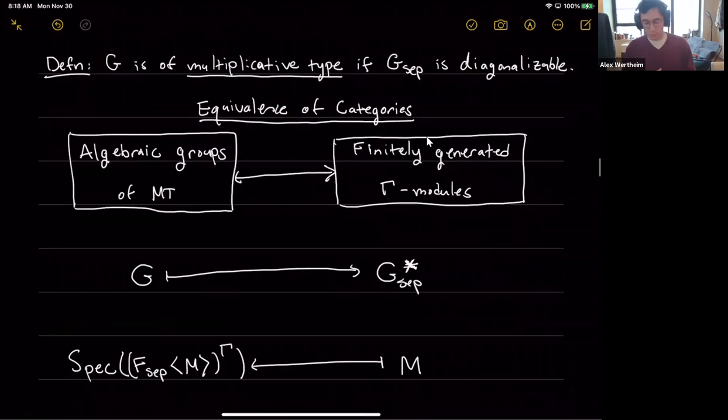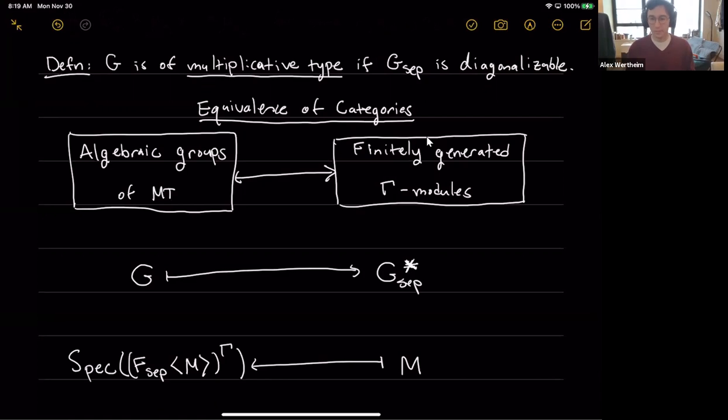The group schemes of multiplicative type are precisely the twisted forms of diagonalizable group schemes. That is to say, G is said to be of multiplicative type if the base change of G to the separable closure is diagonalizable. And there's a very nice theory of groups of multiplicative type.